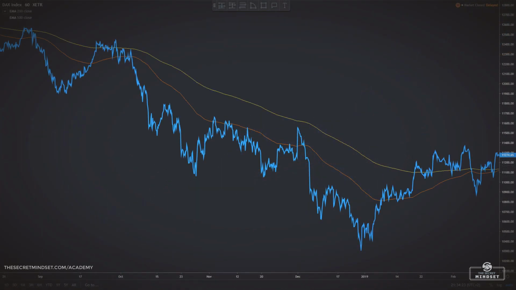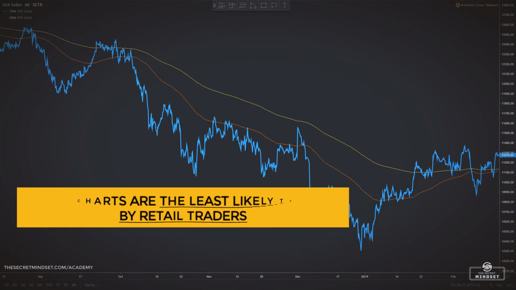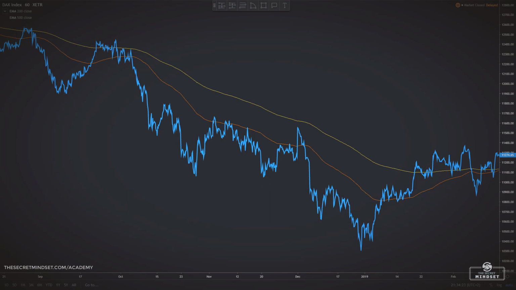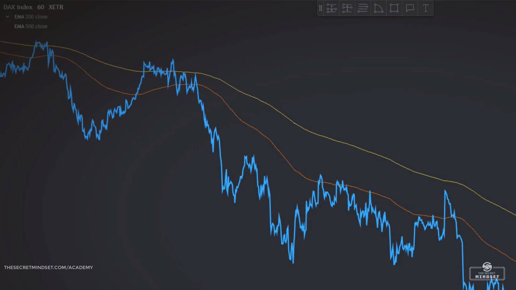Out of the 3 types of charts offered by most trading platforms, bars, lines and candlesticks, the line charts are the least likely to be used by retail traders, let's face it. But that's only because traders are scared of missing important information by looking only at the closing price of a period. What you need to consider is the fact that the closing price will give you important information about the price action during a trend.